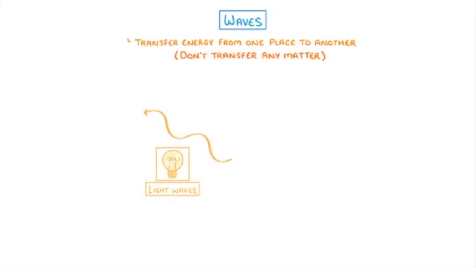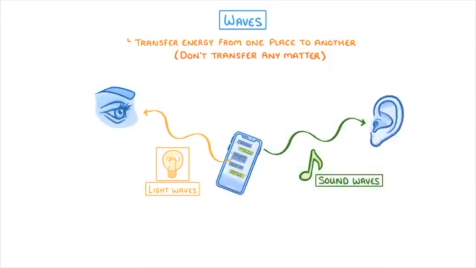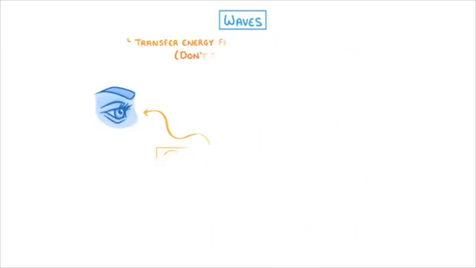The first thing to understand about waves is that they transfer energy from one place to another, but they don't transfer any matter. So when light waves pass from a phone screen to your eye, or sound waves pass from the speaker to your ear, only energy is being transferred. Sometimes, too, we can interpret that energy as meaningful information, which is why our brain is able to build up images and tunes from the light and sound that it receives.